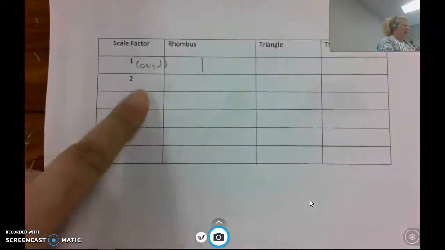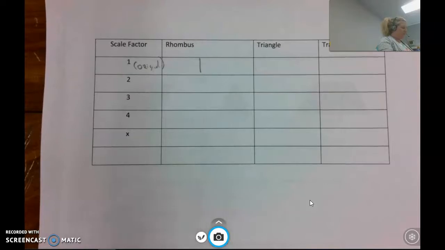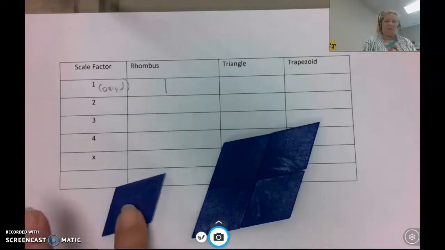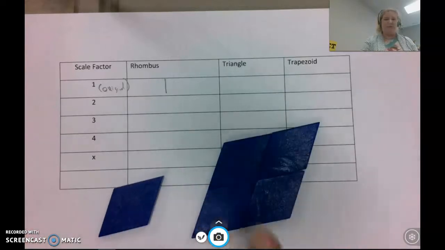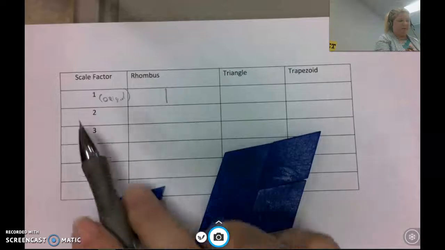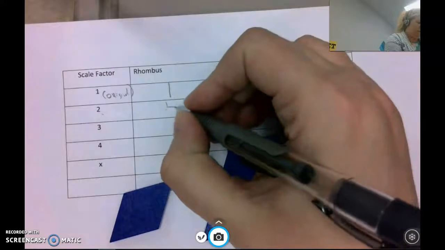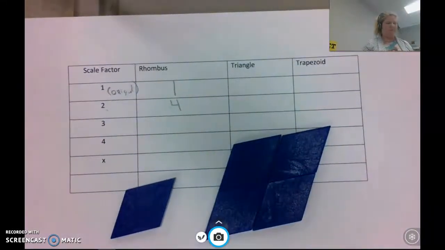So what if I use a scale factor of 2? What if I make this twice as large? Then we'll find the area of that. So I can compare my original to a figure that's twice as large. Now if it's twice as large, that means both the length and the height have doubled. So my new area, when it's using a scale factor of 2, it's going to be 1, 2, 3, 4 figures. Okay, 4 units.